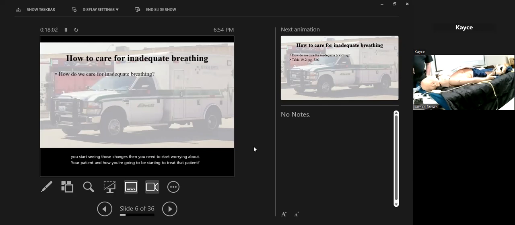Okay, how do we care for inadequate breathing? What's the most common way we care for it? Oxygen. So first thing we do is we take care of the airway, make sure they have an open, patent airway. We give them oxygen. Okay.